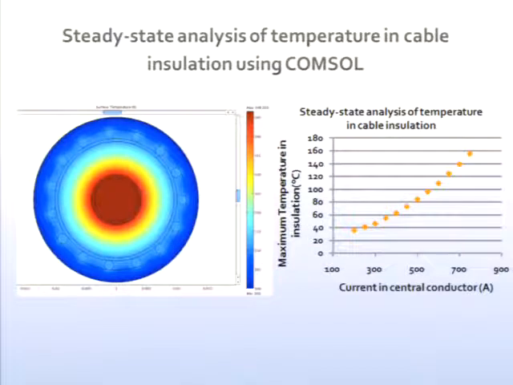Well, of course, it gets hottest in the middle. So we're interested in the maximum temperature of the polyethylene. This is the polyethylene layer here. And if I plot that maximum temperature versus the current in the central conductor, you can see that if I go up to 300 amps, then it's starting to get warm. If I go up to 500 amps, it's up to 80 or 90 degrees. So indeed, these cables do get warm.